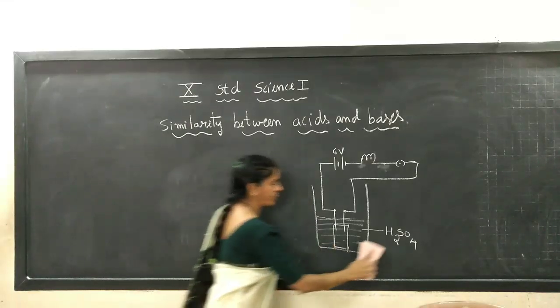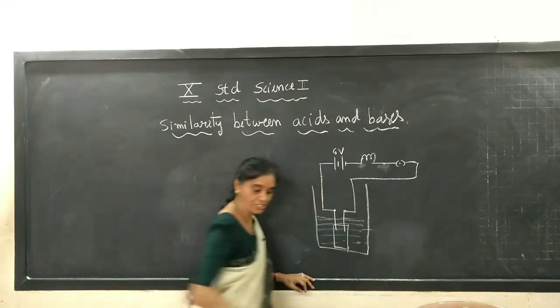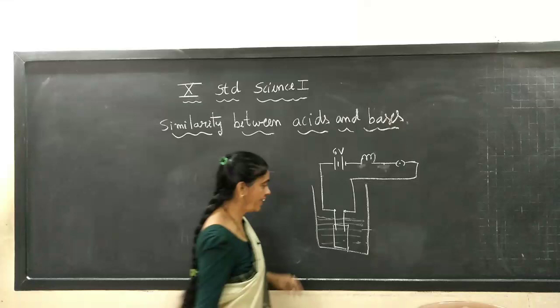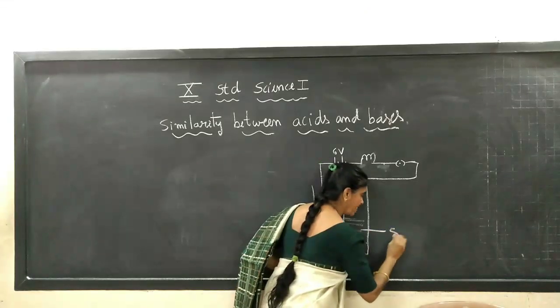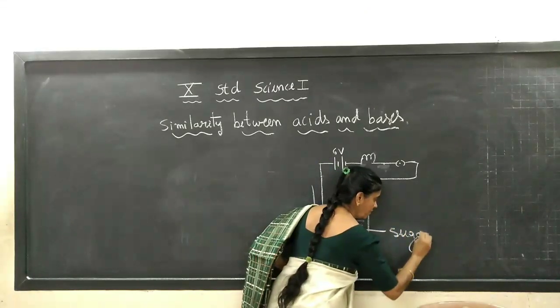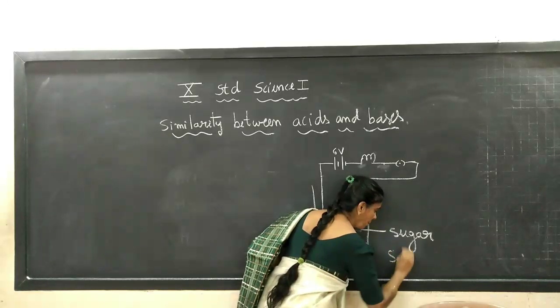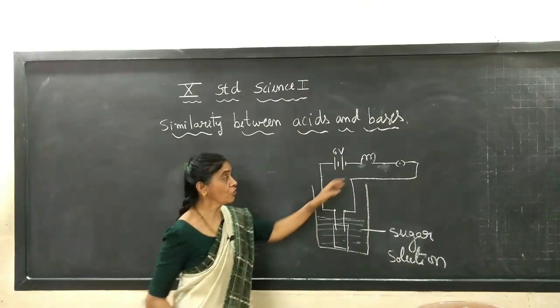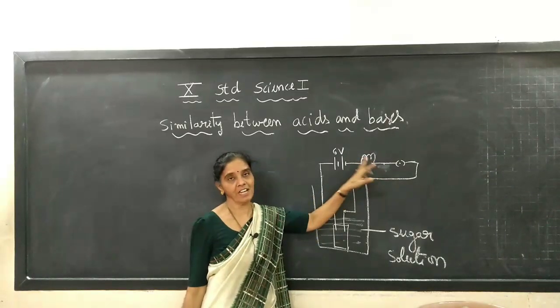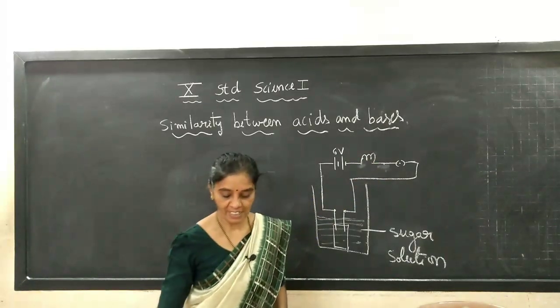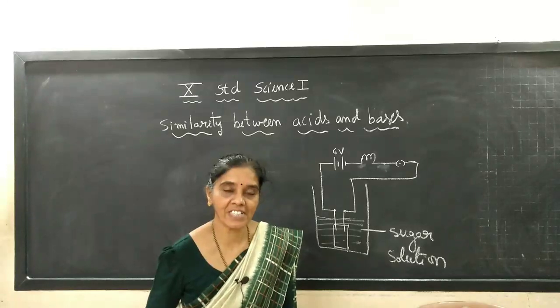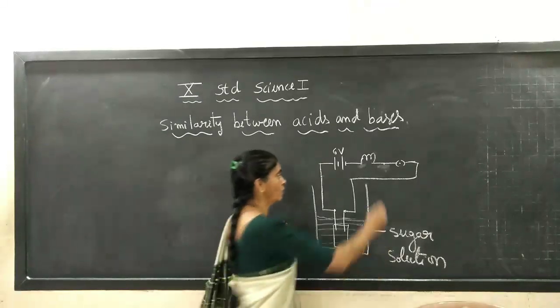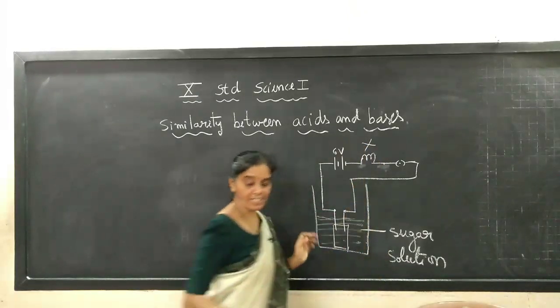Now, if you take sugar solution instead of acid, what will you see? There is no glow of the bulb in the circuit, indicating sugar solution will not conduct electricity. So there is no glow of the bulb, current will not flow.